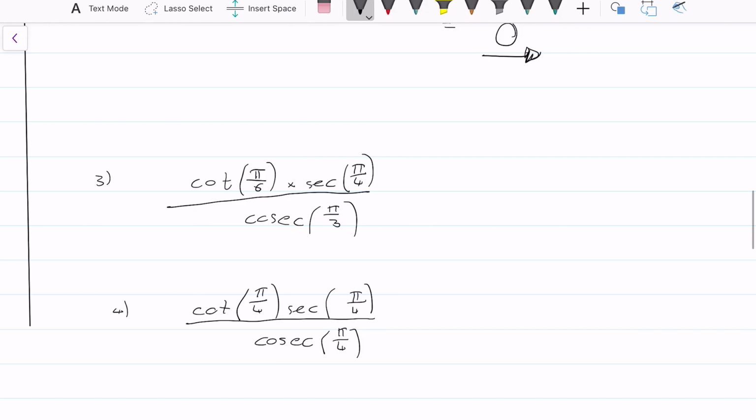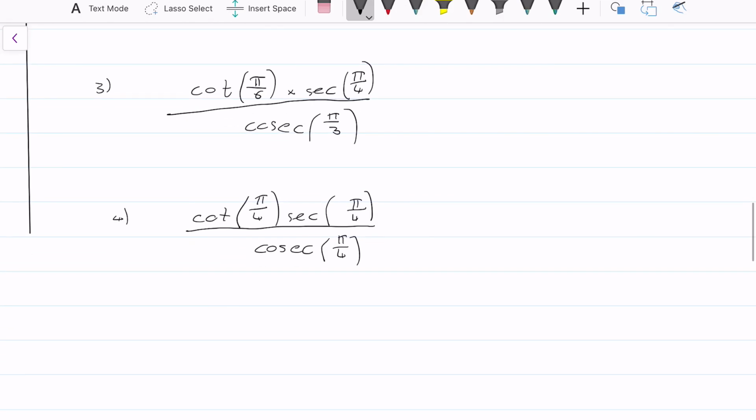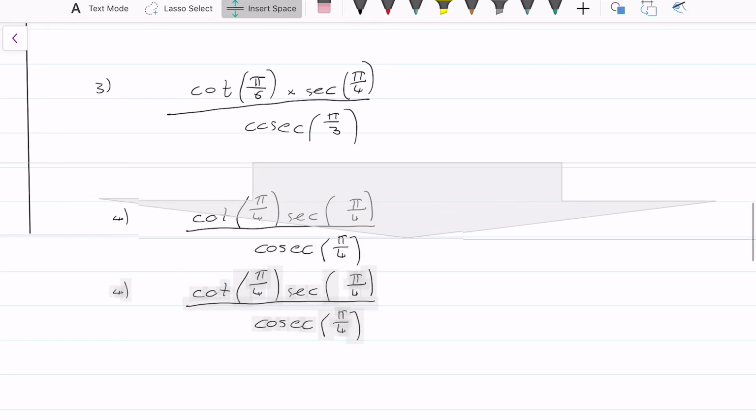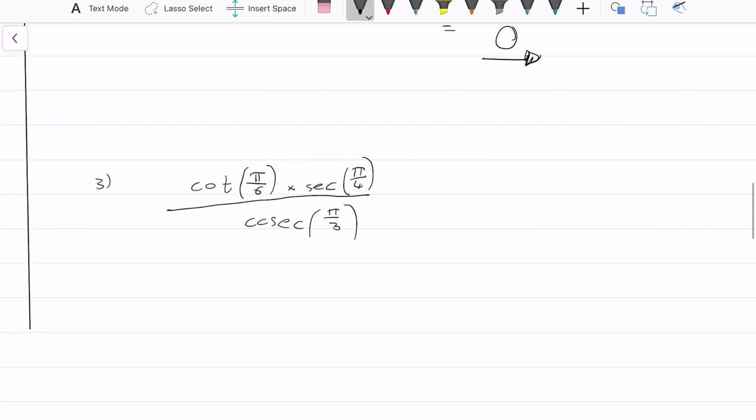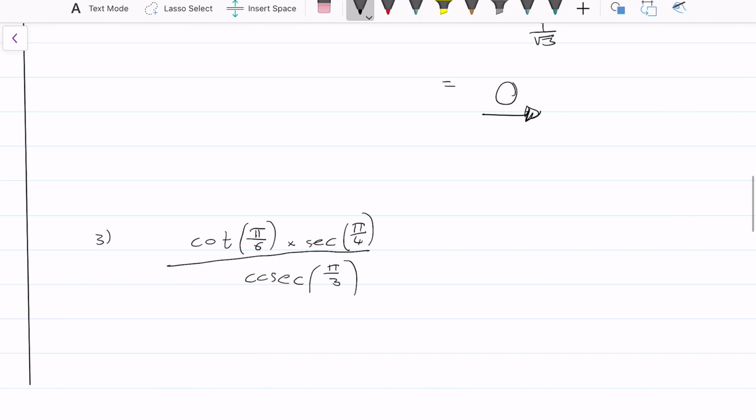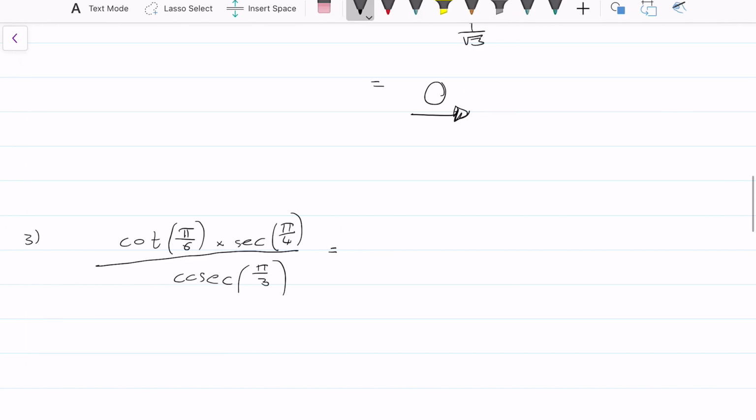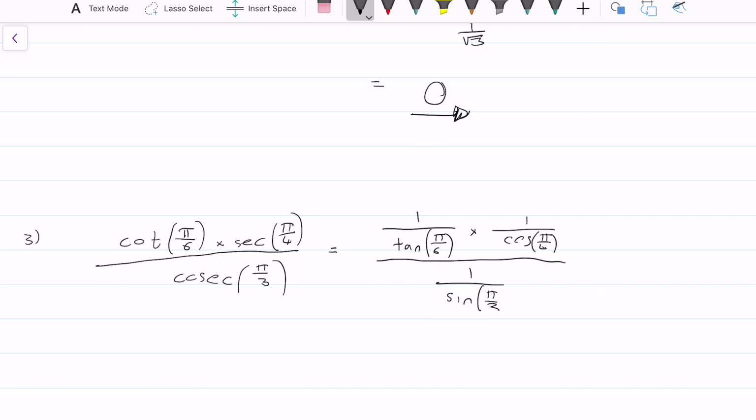The only difference is the angles, and I'm going to do both questions, and I'm going to show you why they differ slightly. Cool stuff. Okay, so this has got lots of converting. First, we're going to convert cot into 1 over tan. So we start off with 1 over tan pi over 6 times 1 over cos pi over 4 divided by cosec, which is 1 over sine pi over 3.